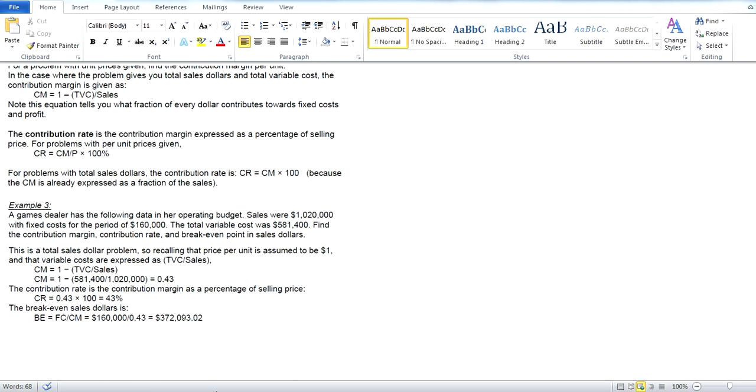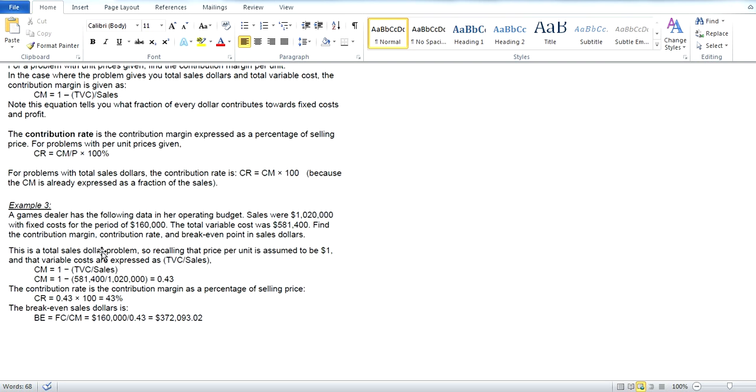So now let's put this into practice. A games dealer has the following data in her operating budget. Sales were $1,020,000 with fixed costs for the period of $160,000. The total variable cost was $581,400. Find the contribution margin, contribution rate, and break-even point in sales.